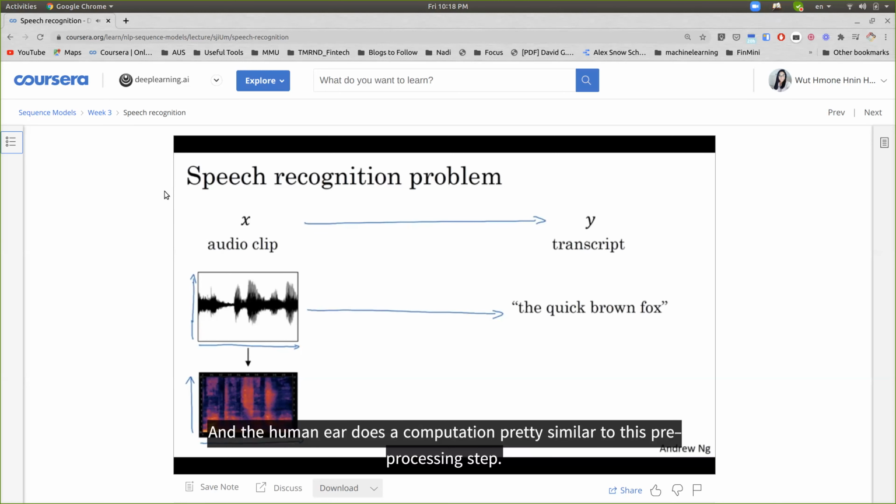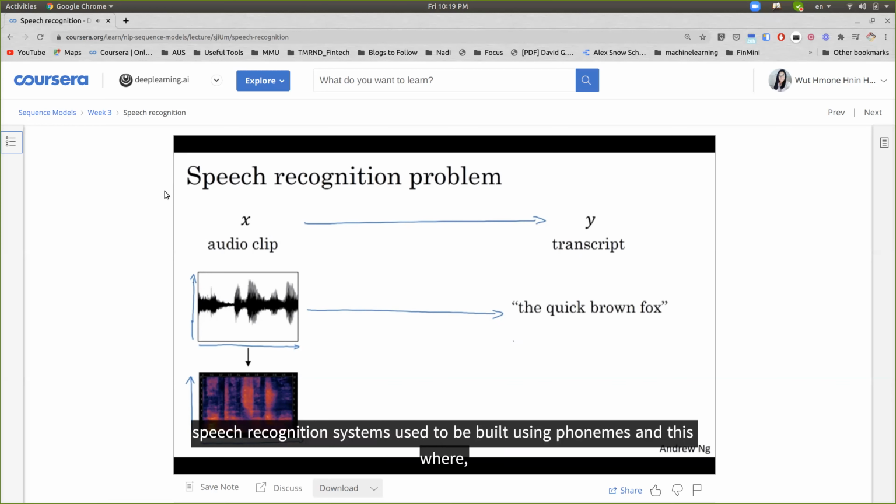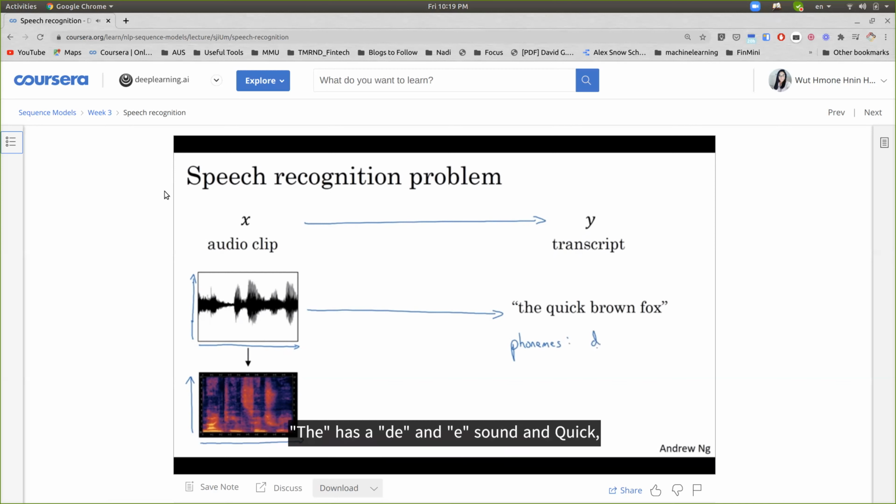And the human ear does a computation pretty similar to this pre-processing step. So one of the most exciting trends in speech recognition is that once upon a time, speech recognition systems used to be built using phonemes, and these were, I want to say, hand-engineered basic units of sound. So the quick brown fox was represented as phonemes. I'm going to simplify a bit and say the has a d and a sound, and quick has a k and a w sound. And linguists used to write out these basic units of sound and try to break language down into these basic units of sound.